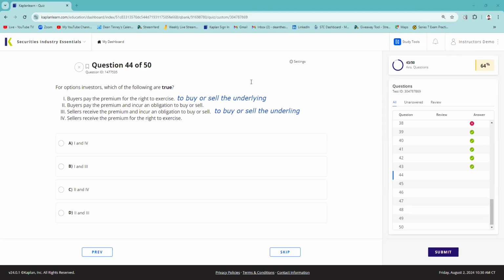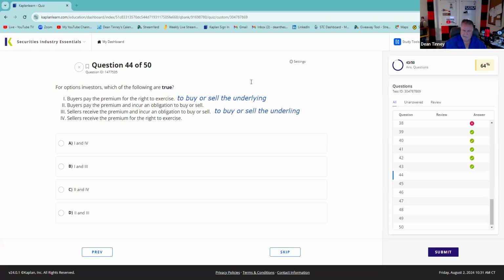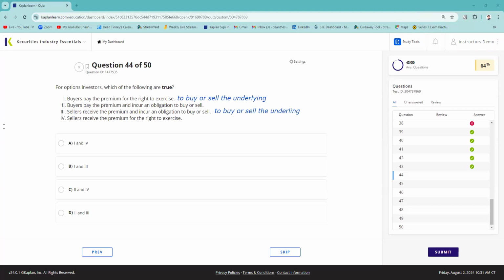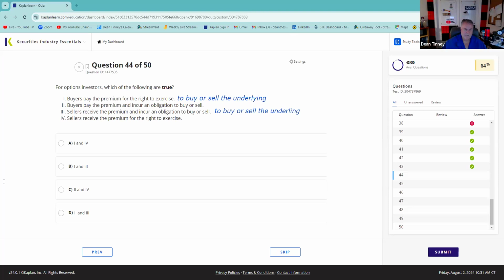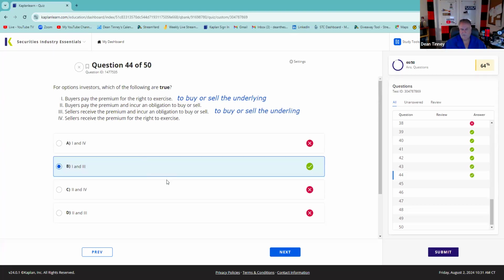Sellers have obligations. They're potential victims. So a seller has an obligation to buy or sell the underlying, right? An obligation to buy would be a short put. An obligation to sell would be a short call. So it is actually 1 and 3. And I like this because what it's getting at is contract specifications.